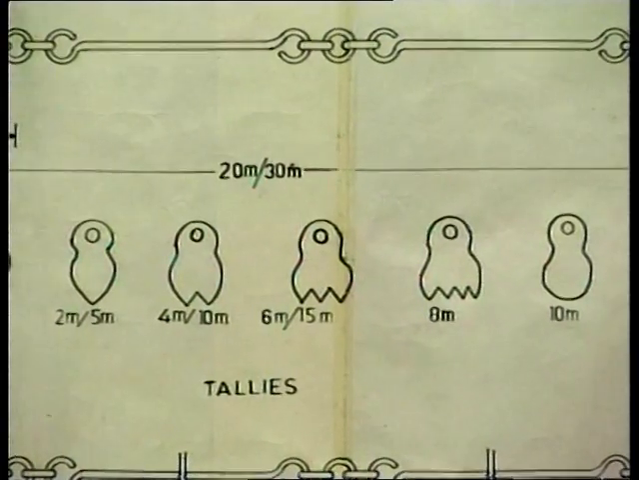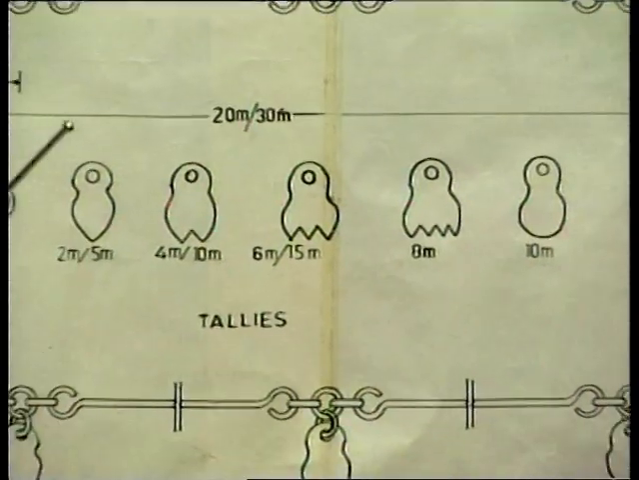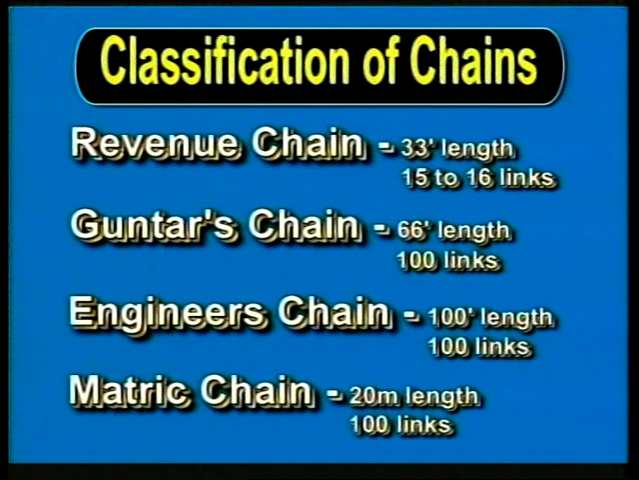These are the chains. Different types of chains are also available. One is the Gunter's chain, the revenue chain, and the engineer's chain. Normally in our civil engineering field we are using metric chains only.